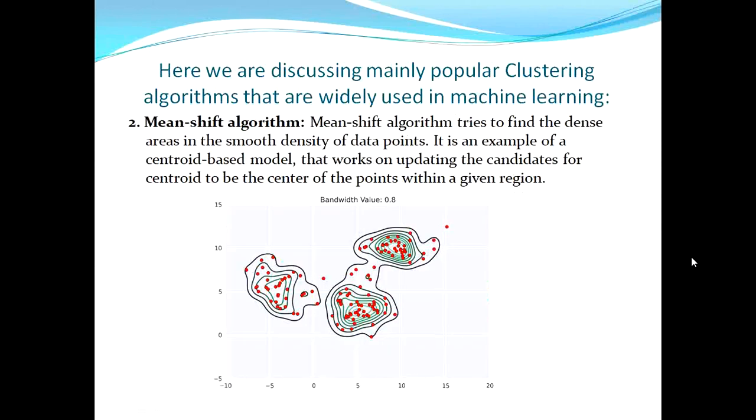Okay. Next is the mean shift algorithm. The mean shift algorithm tries to find the dense areas in the smooth density of data points. It is an example of a centroid-based model that works on updating the candidates for centroid to be the center of the points within a given region.